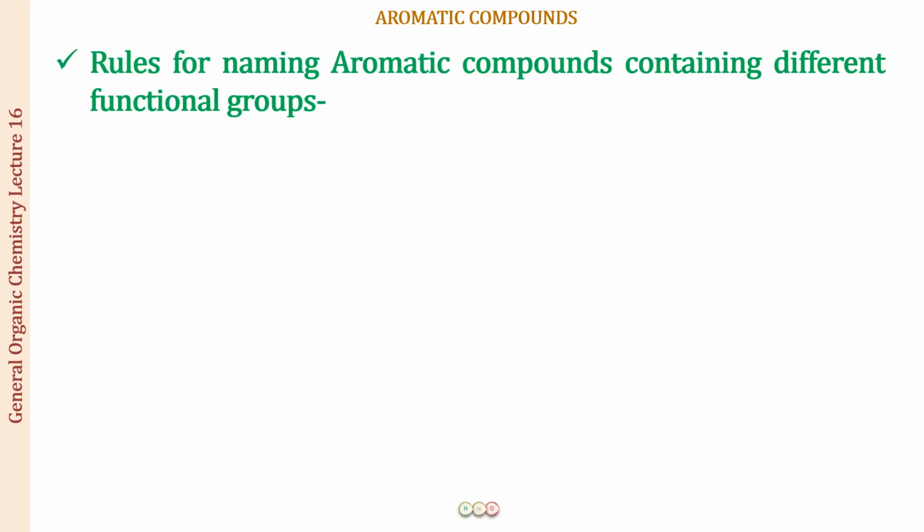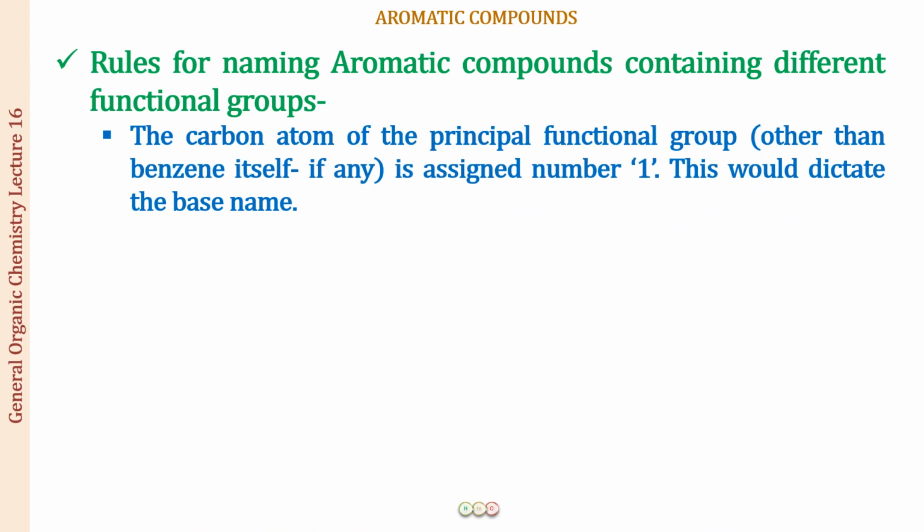Now, before moving further, let us learn some rules for naming the aromatic compound containing different functional groups. The first rule is that if along with the benzene ring we have any principal functional group, and that principal functional group has a carbon atom in it, the carbon atom of the principal functional group will be assigned number 1, and this would dictate the base name of the compound.